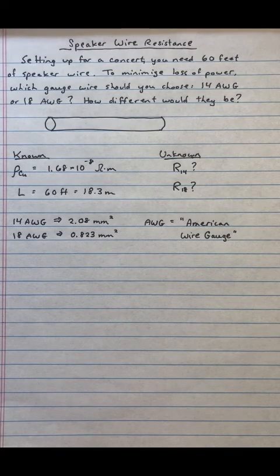So, what we're interested in knowing to calculate the resistance of a wire are three things. One, we need to know what material the wire consists of. We also need to know the thickness of the wire, and we need to know the length of the wire.